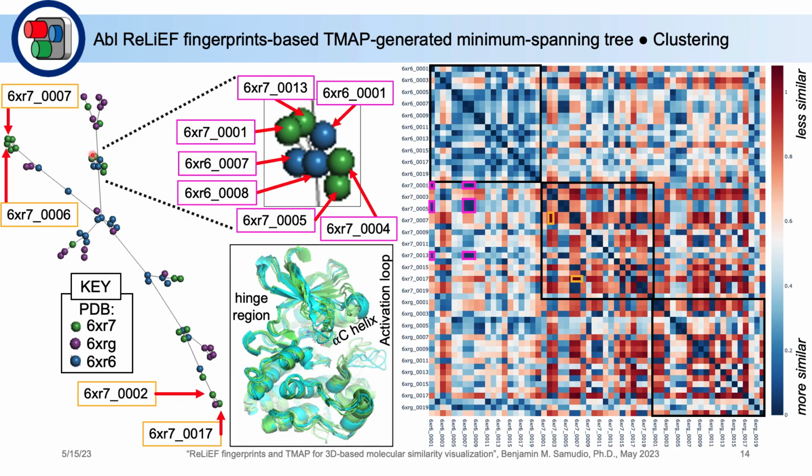Now zooming in on the cluster that I mentioned, which is again a mix of active and inactive states, I represent those as a heat map to show that in fact they do have the similarity shown in dark blue, whereas there are other regions, like for example the opposite ends of the TMAP, which are less similar, and that's shown here in red.